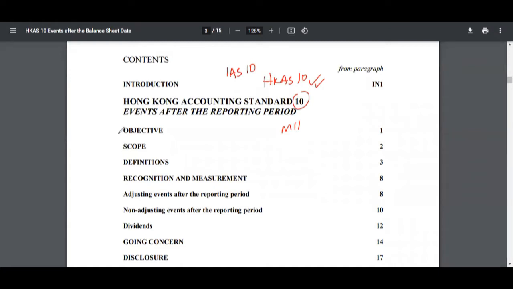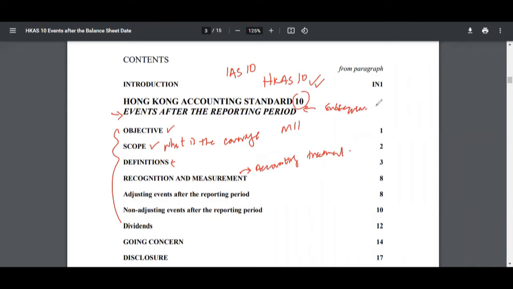This is relatively a small standard. It's only 15 pages actually. Within the standard you would see these few things: the objective of the standard, the scope, which basically defines what is covered, then simple definitions, and recognition and measurement, which is the accounting treatment. The standard is actually about events after the reporting period. This is also known as subsequent events.